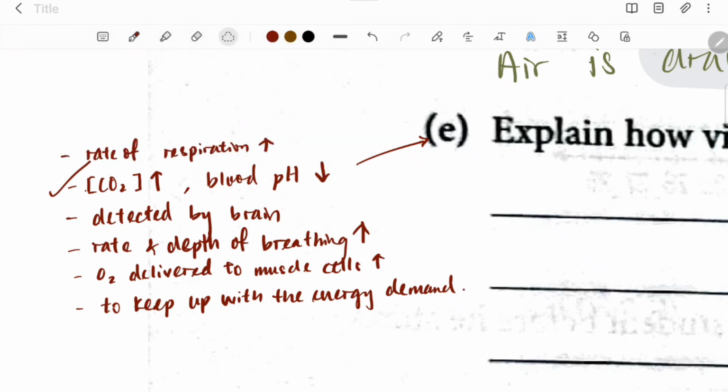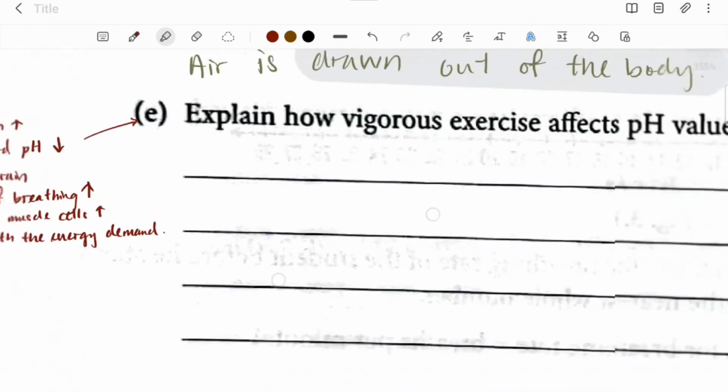Okay, and then after that, here we have 1 mark, 2 marks, 3 marks. What about the 4th mark? You can talk about how carbon dioxide actually decreases the blood pH, because the carbon dioxide molecules will dissolve in the blood fluid, and then they will form an acid called carbonic acid. That's why the blood becomes more acidic, and then the blood pH decreases. So let's write down the answer.